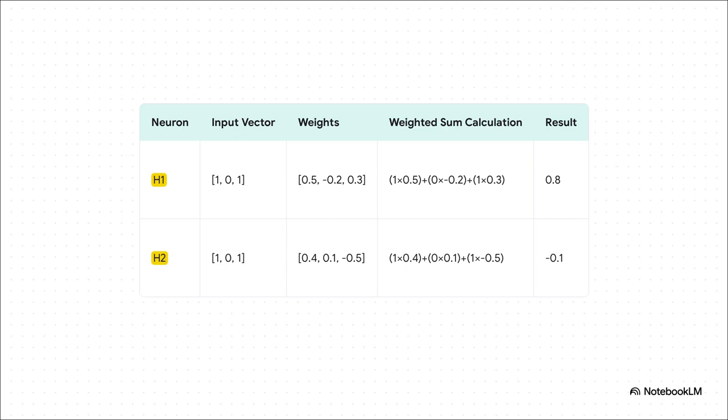Okay, so that input vector, 1, 0, 1, now hits the hidden layer. And here's where we see the magic of weights. Each neuron, H1 and H2, takes that exact same input, but, and this is key, it multiplies those numbers by its own unique set of weights. So, as you can see, H1 crunches the numbers and gets 0.8, while H2 gets negative 0.1. The network is already starting to create its own internal, abstract idea of what this email is about.